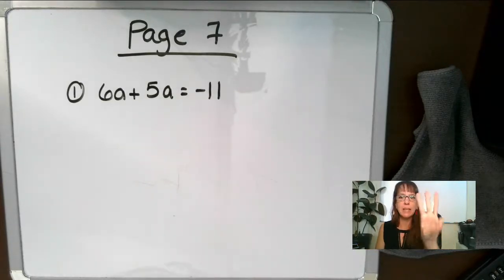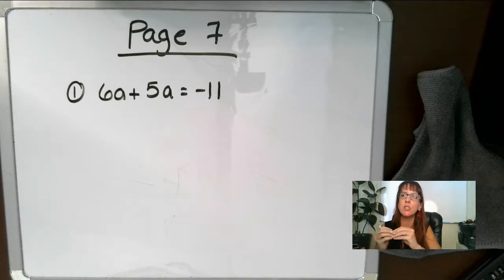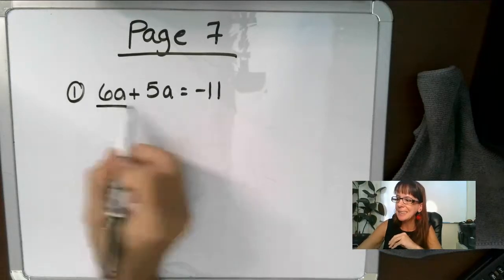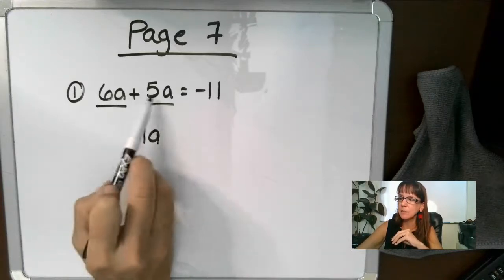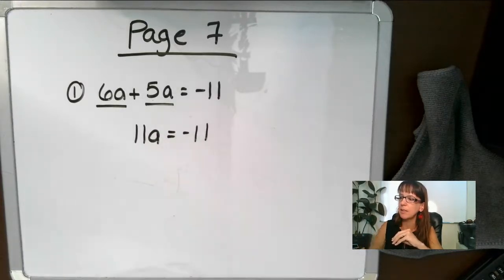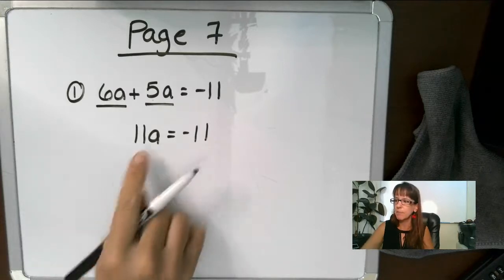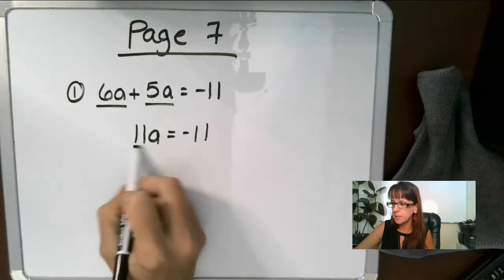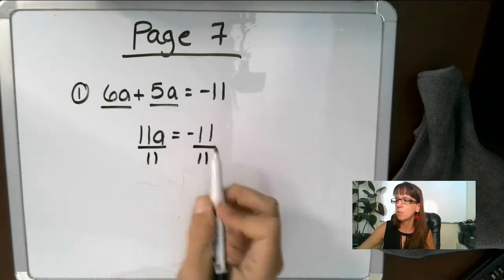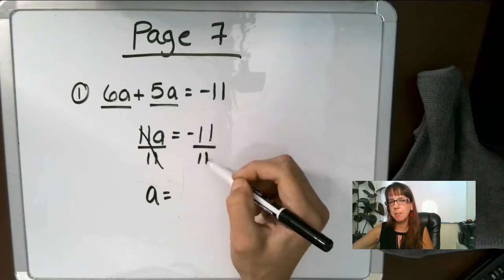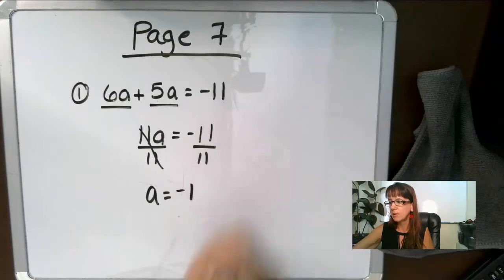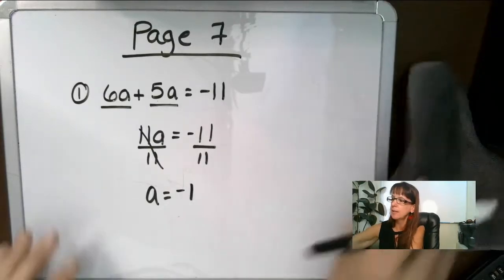All right, so we have 3 chunks. We need to combine our chunks that we can. Combine your like terms. This guy, right here, that's 11a, because we're adding 6 plus 5 gives us 11 equals negative 11. Now it's in a position that you know how to do, right? We know this is multiplication. The opposite of multiply, divide. What I do to one side, I have to do to the other. A equals negative divided by a positive is a negative 1. Negative 1, okay?